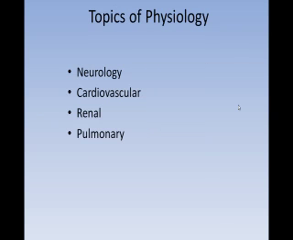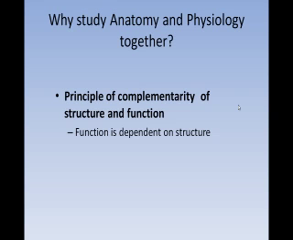Topics for physiology: you have neurology, which is the study of the nervous system, cardiovascular, which is the heart and blood vessels, renal, which is your urinary system, and pulmonary is breathing. Now, why do we study anatomy and physiology together? Well, you have the principle of complementarity of structure and function, which means that the function is dependent on the structure.